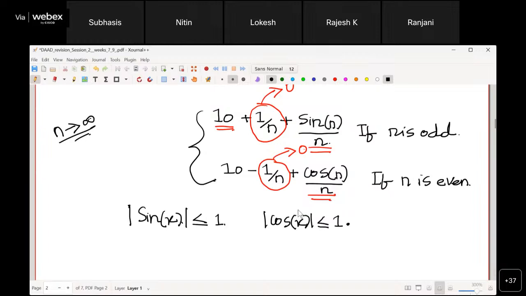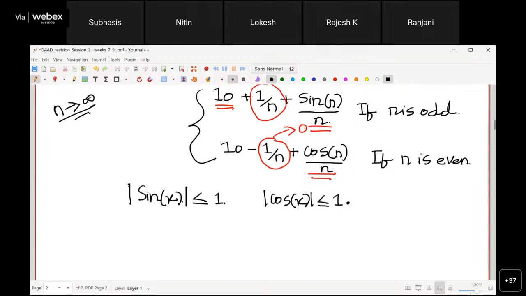So what can I do now? Instead of x, I can write n, right? This is n. This is n. So I can divide by n over here, right? Correct? I can divide that, and this thing is greater than or equal to 0, and this thing is also greater than or equal to 0. So I have two things here.